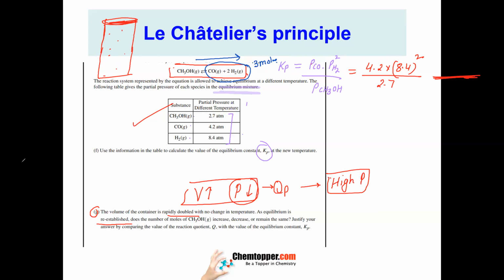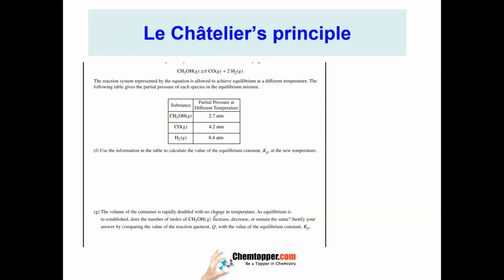Okay. Now they are asking something else. This is the basic understanding. As the equilibrium shifts, does the number of moles of CH3OH increase, decrease, or remain the same? You already said that it is going to shift in this direction, so what is happening to the amount of CH3OH? It's decreasing. Okay.